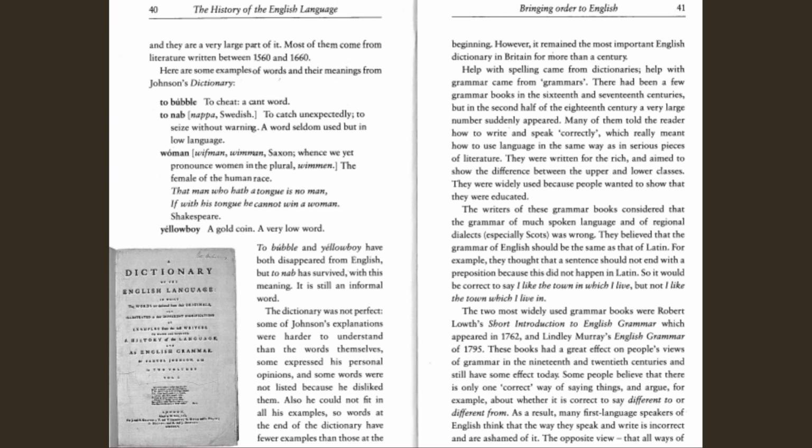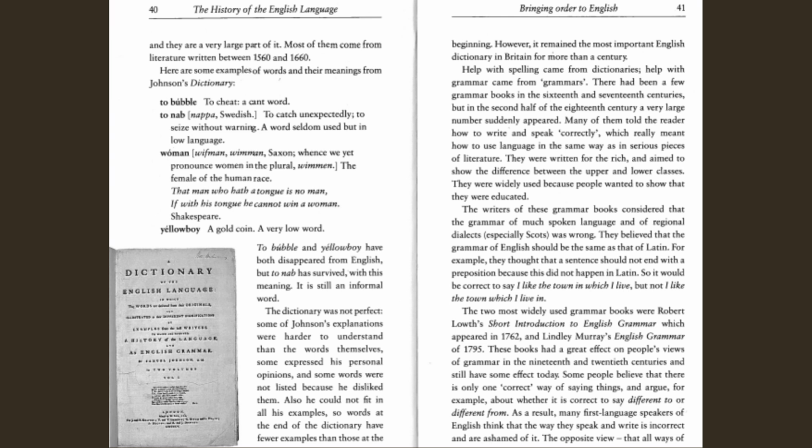Help with spelling came from dictionaries. Help with grammar came from grammars. There had been a few grammar books in the 16th and 17th centuries, but in the second half of the 18th century, a very large number suddenly appeared. Many of them told the reader how to write and speak correctly, which really meant how to use language in the same way as in serious pieces of literature. They were written for the rich, and aimed to show the difference between the upper and lower classes. They were widely used because people wanted to show that they were educated.